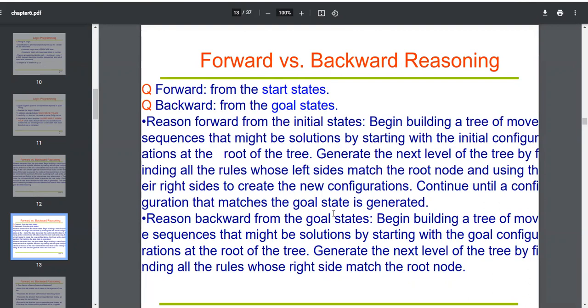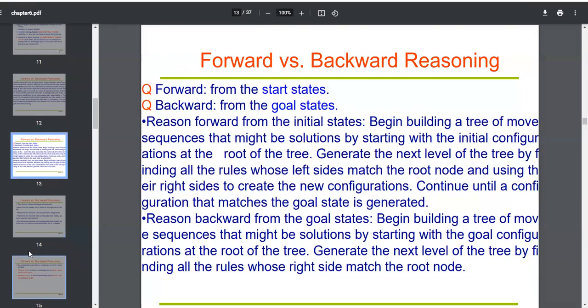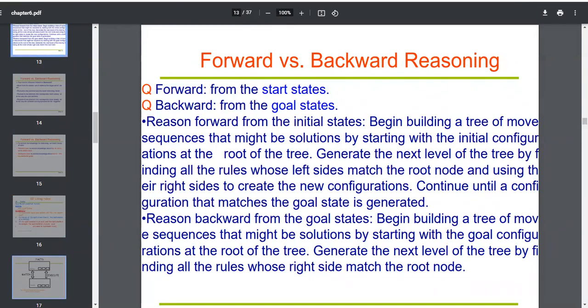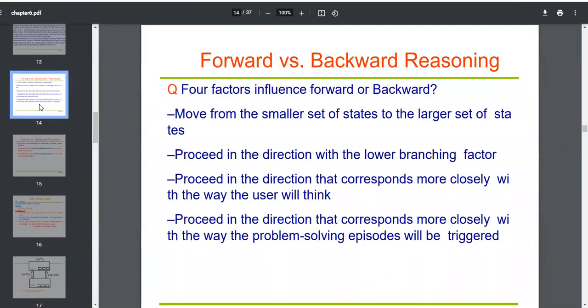So reason backward from the goal state: begin building a tree of move sequences that might be the solution by starting with the goal configuration. So here we start from the goal configuration, which is at the leaf. That is the basic difference between forward reasoning and backward reasoning. So whether we should go for forward reasoning or backward reasoning, what should be the case? The answer is very simple.